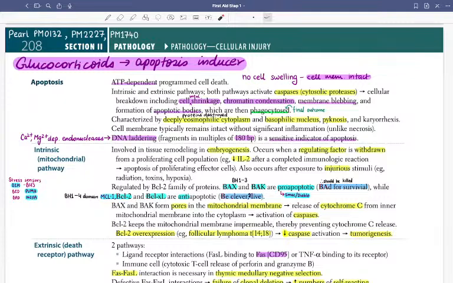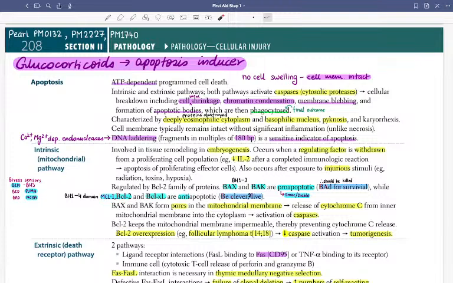So it is ATP dependent, this is very important. ATP dependent programmed cell death, with both intrinsic and extrinsic activation pathways. Caspases activate caspases at the end; caspases are cytosolic proteins. No cell swelling, obviously, the membrane is intact in case of apoptosis.